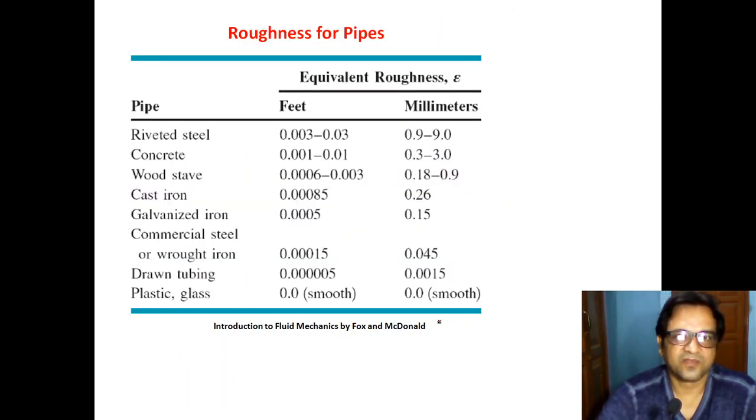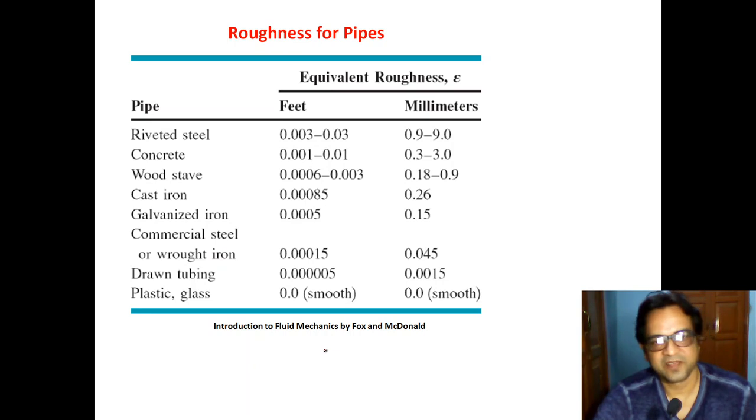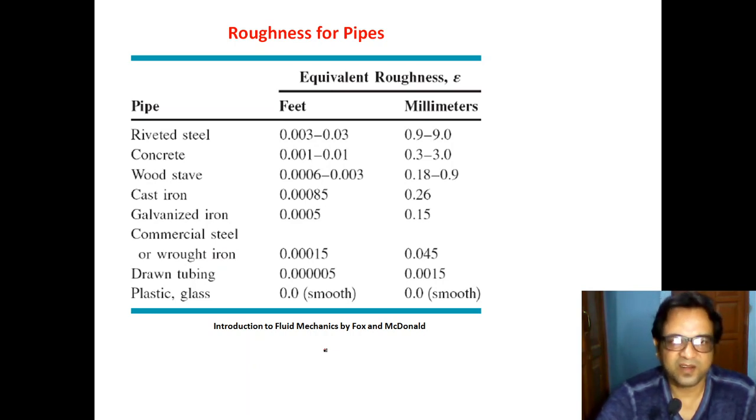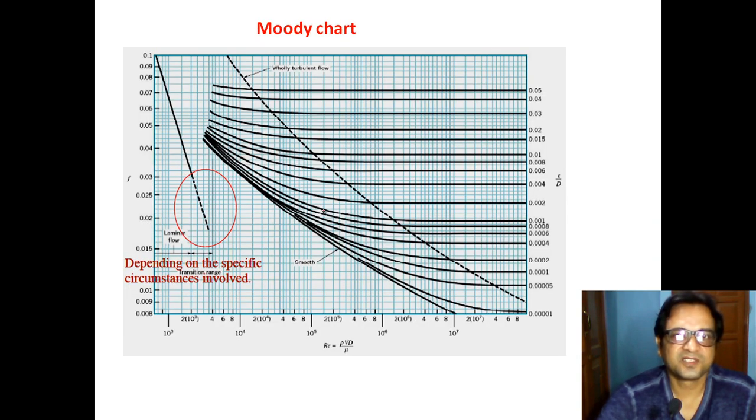So these are the roughness values for different materials of the pipe. I have taken this from the Introduction to Fluid Mechanics book by Fox and McDonald. This is a very good book for fluid mechanics. The roughness values are given in mm as well as in feet. So this is the Moody's chart. You see in the y-axis the F value you have to find out, provided you know the Reynolds number and you know epsilon by D.